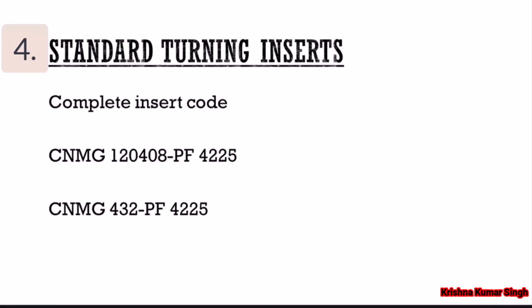As an example of a complete turning insert code, consider CNMG 120408PF4225. This is a millimeter insert, and in inches, the same insert would be CNMG 432PF4225. C represents the insert shape, N the clearance angle, M the tolerance class, G the insert feature, 12 and 4 the size in millimeters and inches, 04 and 3 the thickness in millimeters and inches, and 08 and 2 the corner radius. PF represents the insert geometry, and 4225 the insert grade. Remember, when ordering an insert, you should always include the insert geometry and grade.